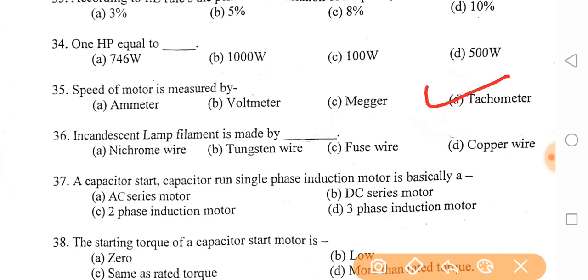So the right answer is tachometer. Next question: the incandescent lamp filament is made by what? The incandescent lamp filament is made of tungsten wire. So the correct answer is B.